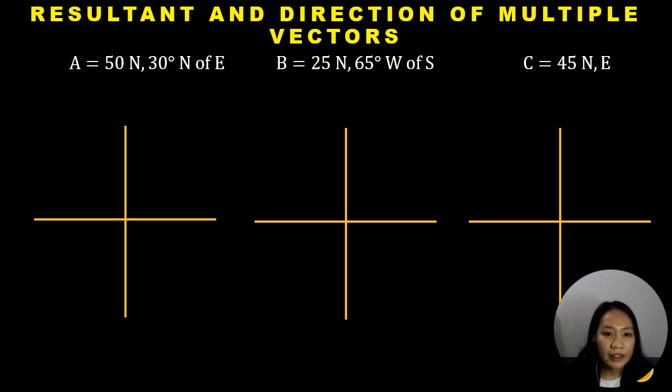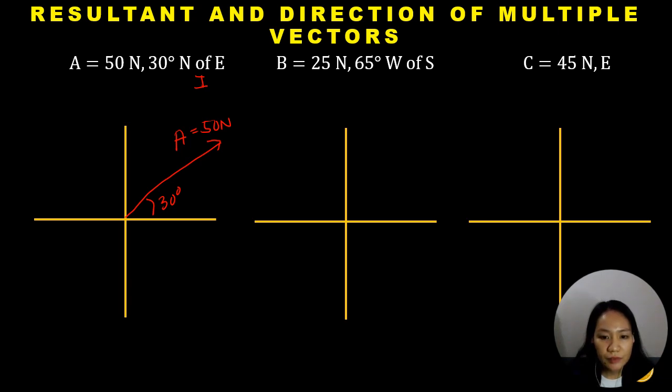So for vector A, it says north of east. So north of east is in the first quadrant. So therefore, the vector lies on this quadrant. Let's assume this is 30 degrees. This arrow represents vector A that forms 30 degrees with the horizontal, north of east. The value is 50 newtons.